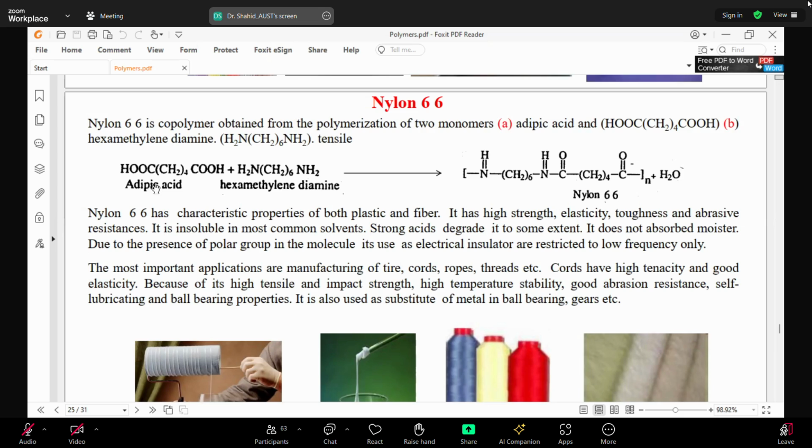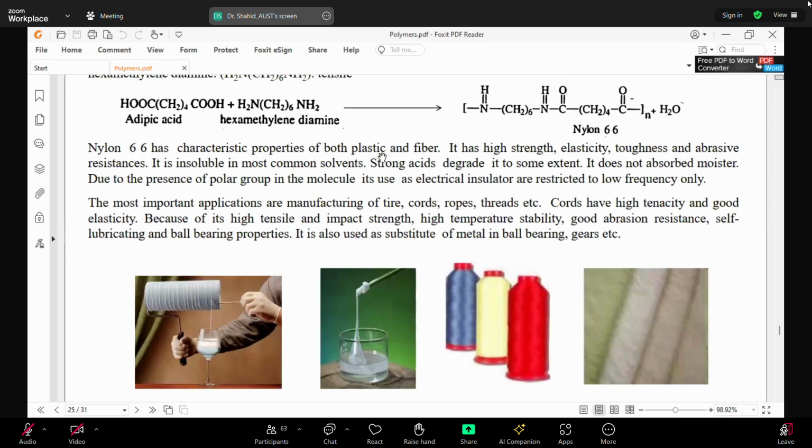Now, nylon 66 has characteristic properties of both plastic and fiber. So it has two characters, plastic and fiber. It has high strength, elasticity, toughness, and abrasive resistance. It is insoluble in most common solvents. Strong acid degrades it to some extent. Strong acid means concentrated sulfuric acid or concentrated nitric acid. It does not absorb moisture.